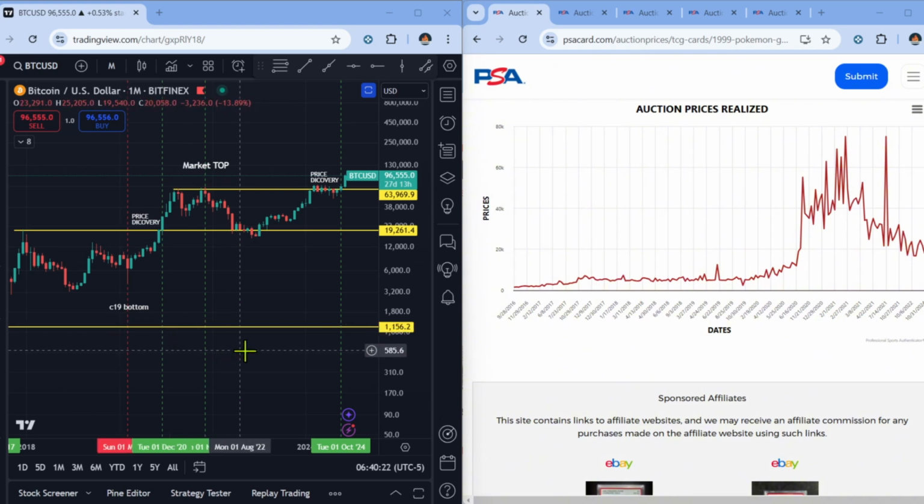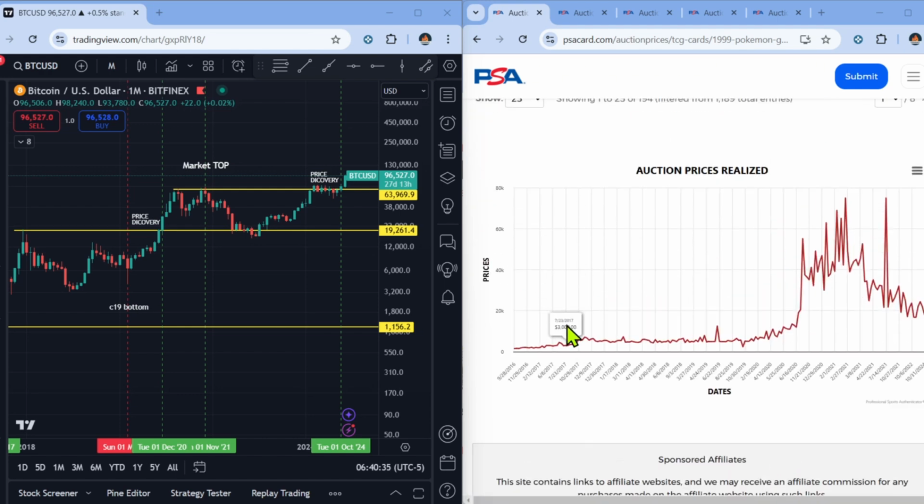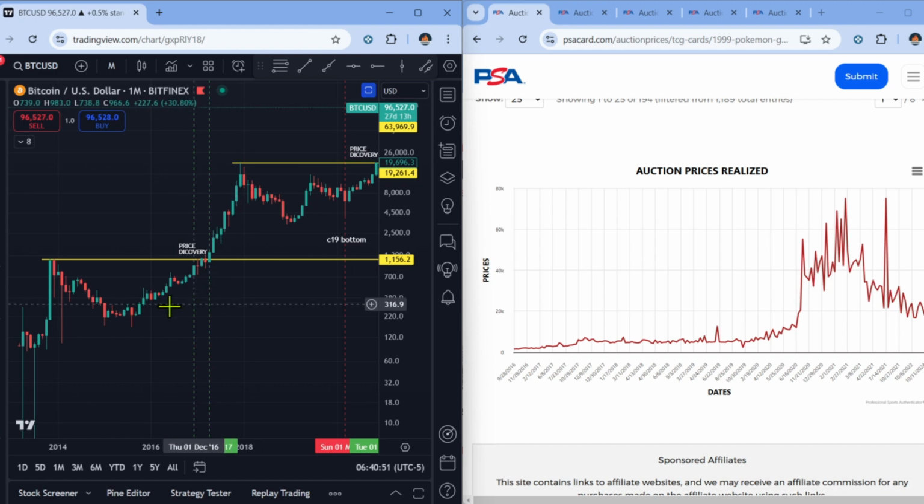So let's get into the video. Here I have the Bitcoin chart. I'm on a monthly here, which means every candle is 1 month. And next to it, I've selected a few cards to look at. The first one is the PSA 9 first edition Charizard. This is all the data that PSA has. I use the PSA website because it goes all the way back to 2016. I like having more data to work with, and that works well with the Bitcoin chart because we can go back to the 2017 cycle and see the correlation it had with this Charizard PSA 9.